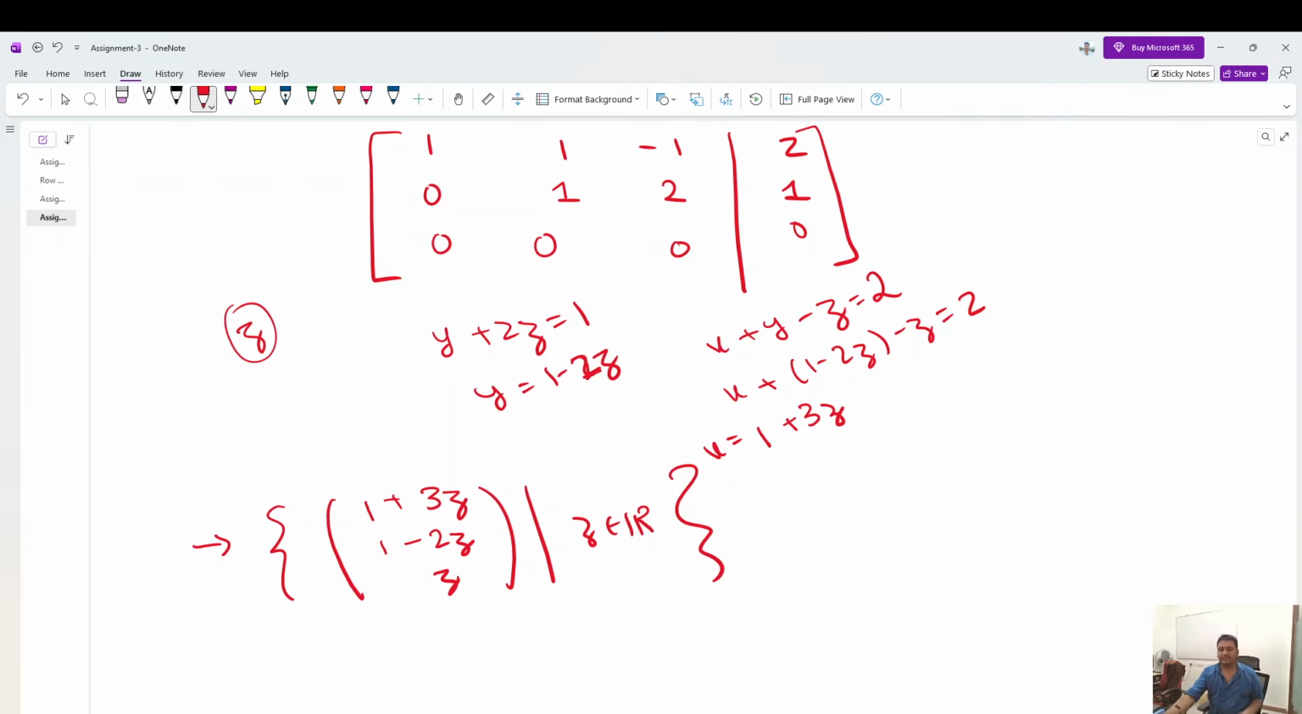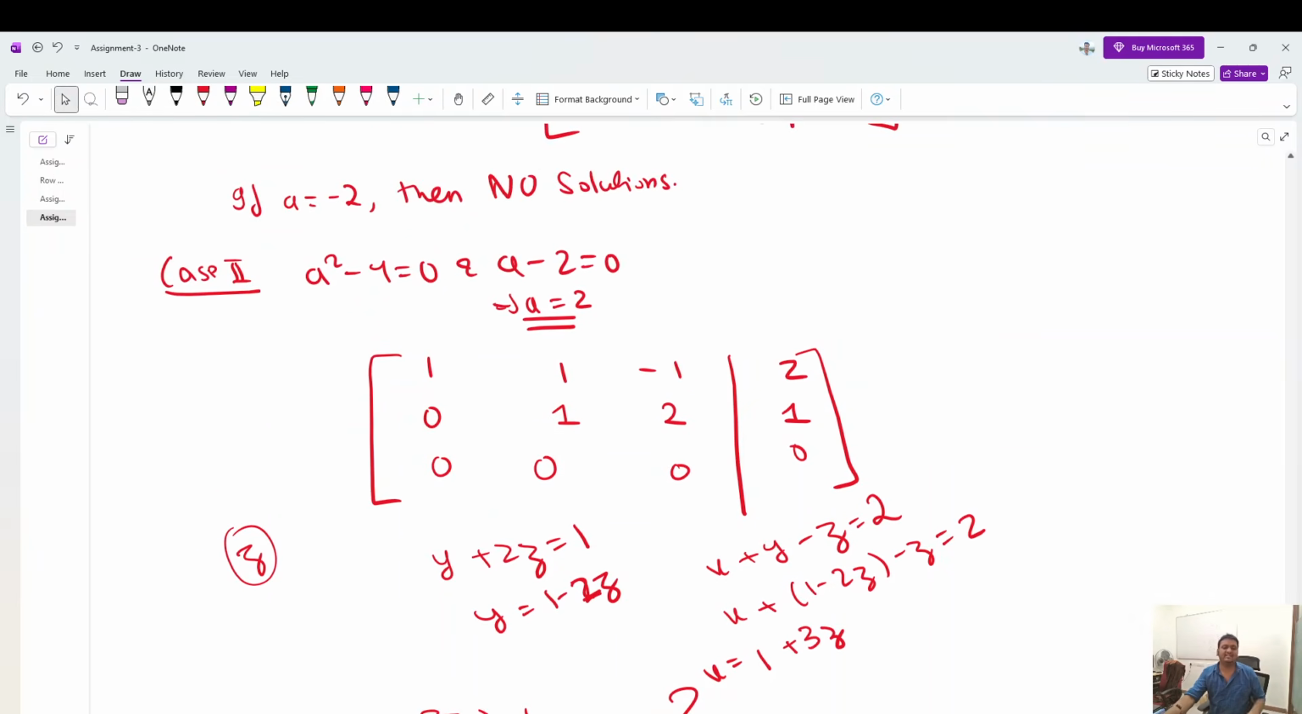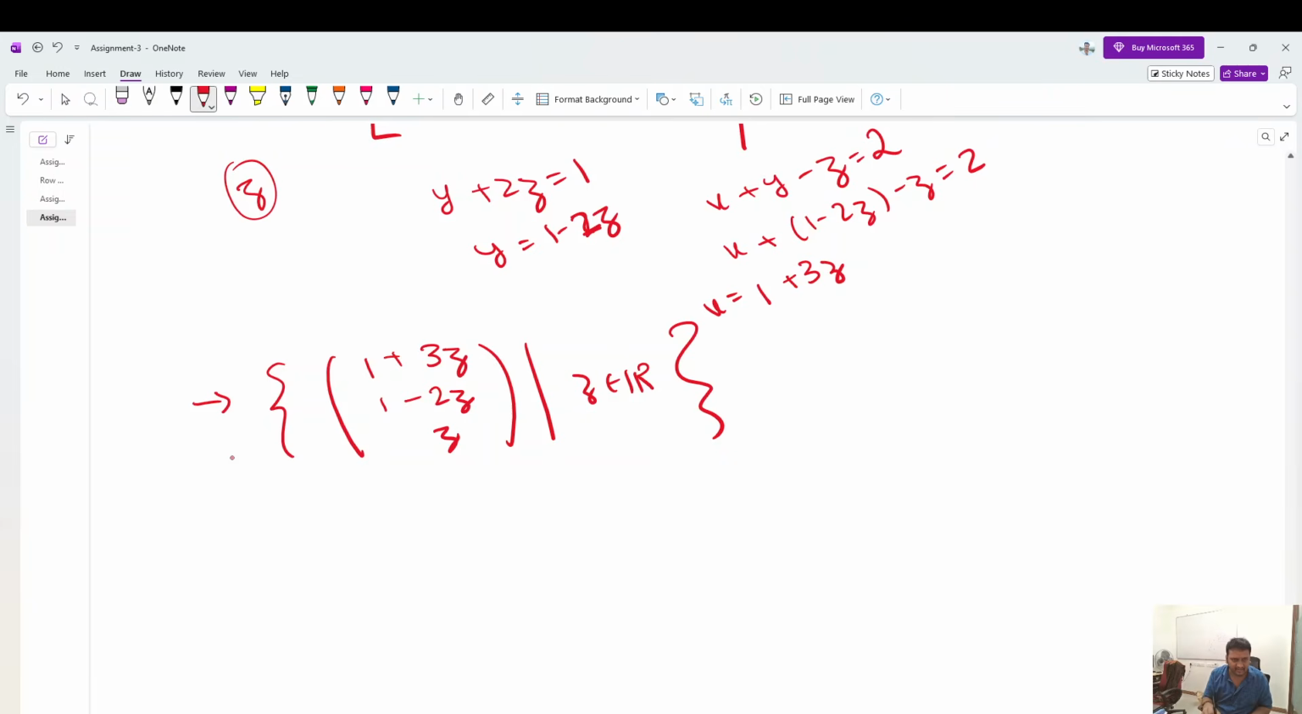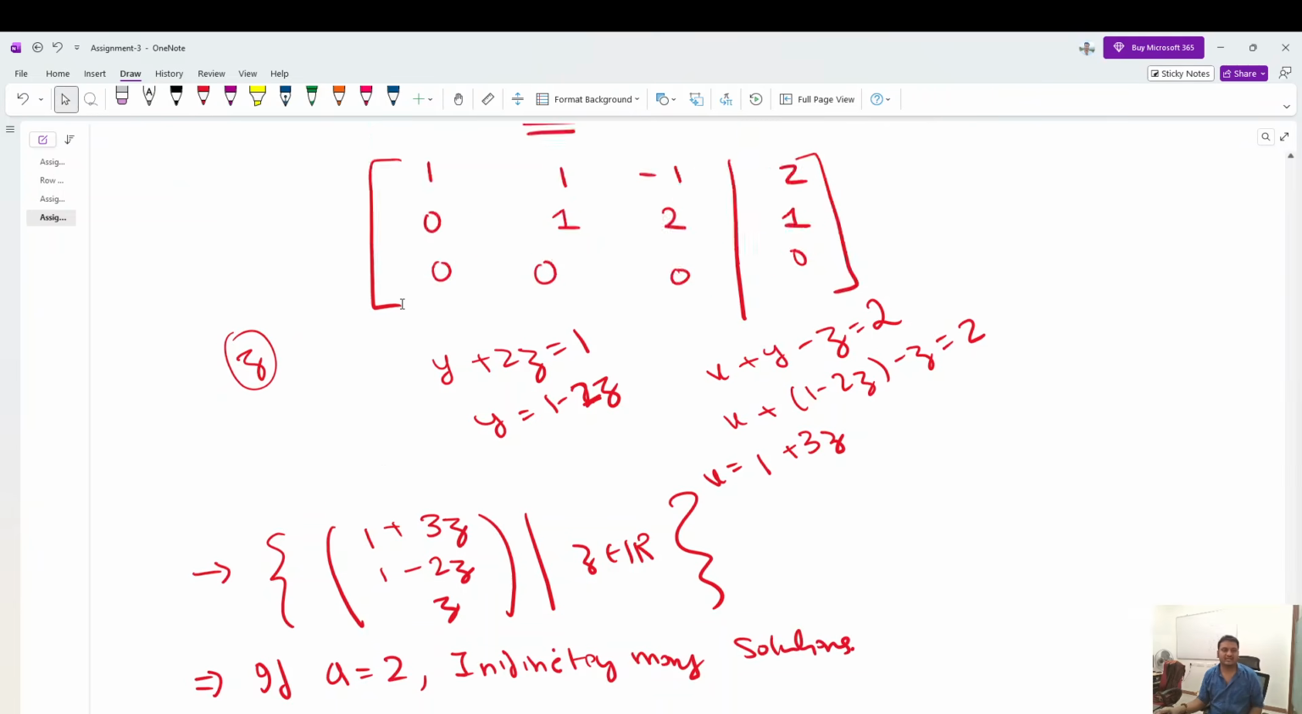So what kind of solutions are you getting? How many solutions do you have, right? Z is independent of these things. It doesn't depend upon anyone. So at least one variable you are getting which is independent. It can take any value, and others depend upon that. So that's why they're dependent. So this implies if a is equal to 2, you have infinitely many solutions.